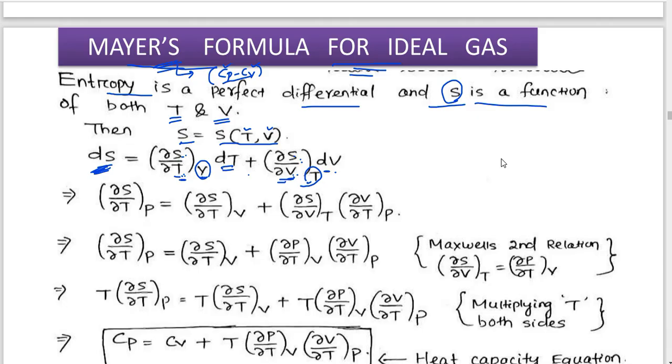Now divide dT on both sides. On the left side we have del S by del T at constant P, take pressure as constant. So del S by del T at constant P, and on the right side dT by dT is 1, and del S by del V at constant T and del V by del T at constant P. Okay, what we did? We divided dT on both sides in this equation.